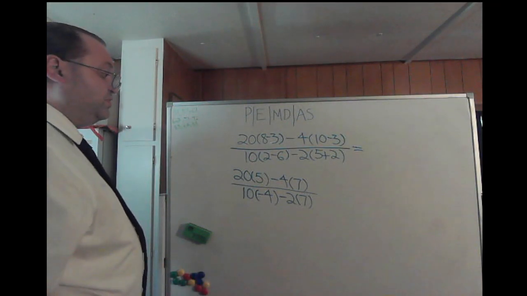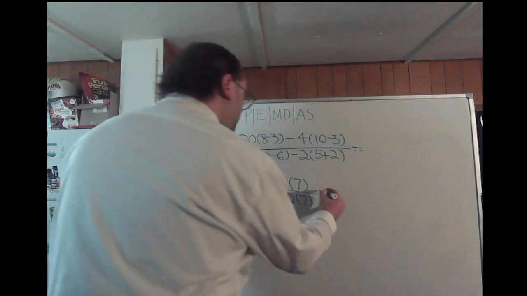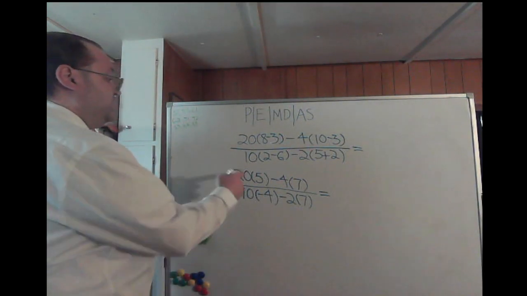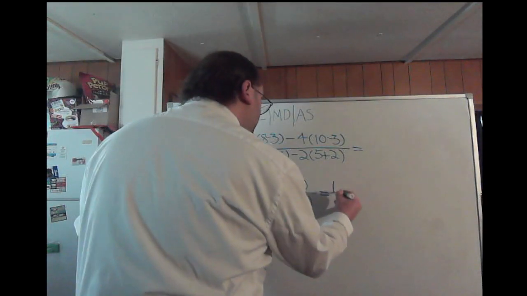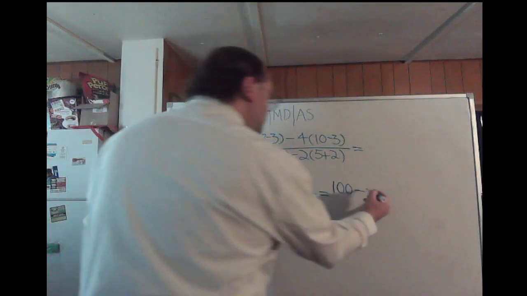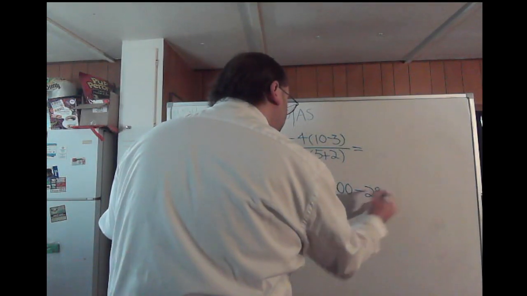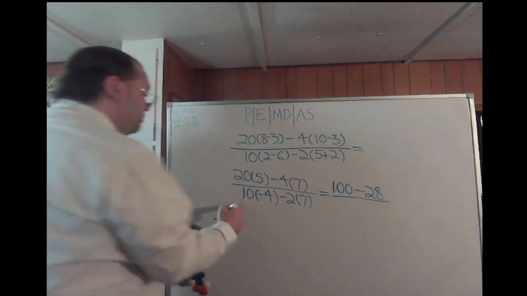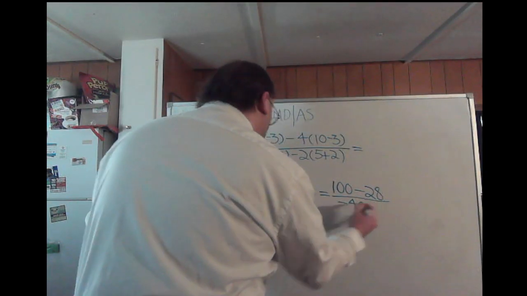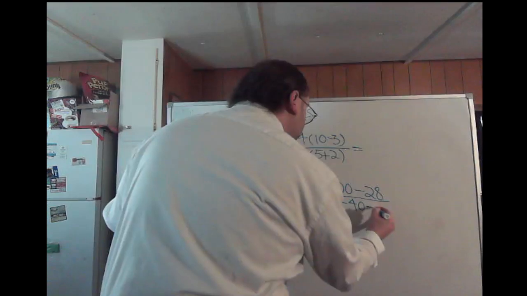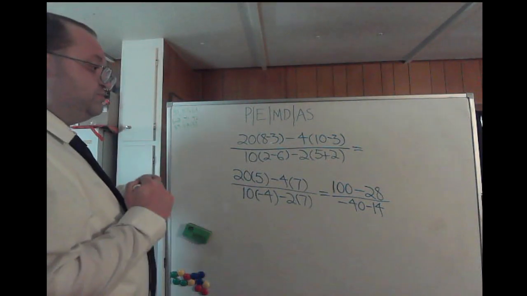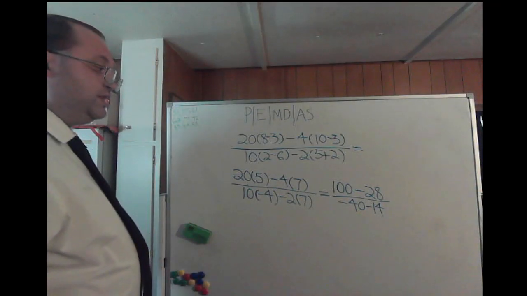We have no exponents, but we do have multiplication. So order of operations states we're going to do that next. Multiplication. 20 times 5, that's 100. Minus what is 4 times 7? That's 28. Over what is 10 times negative 4? That'd be negative 40. Minus 2 times 7, that'd be negative 14. Alright, now we're left with simple subtraction problems in the numerator and denominator.